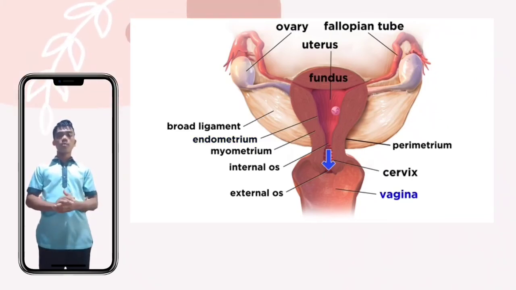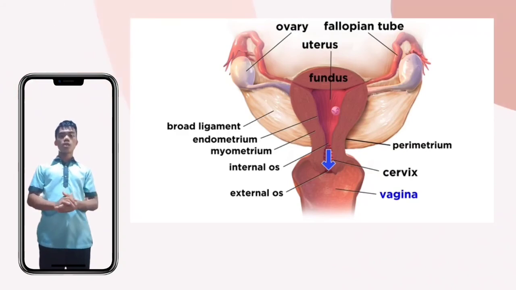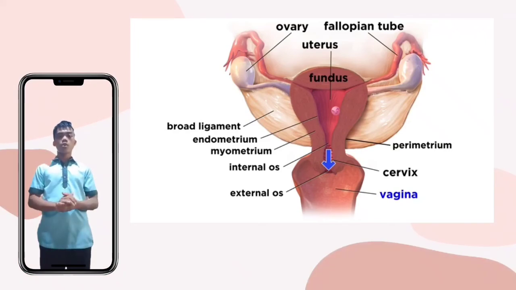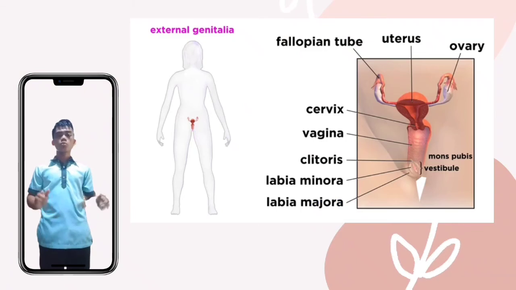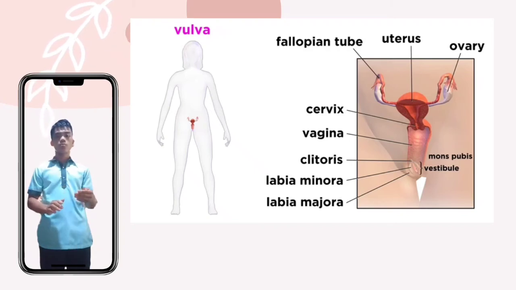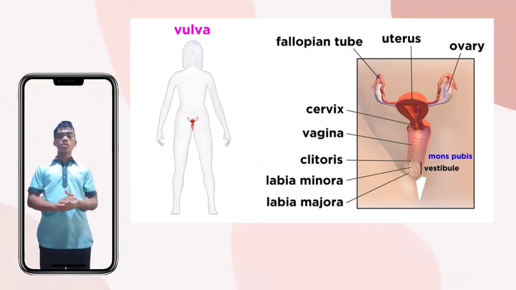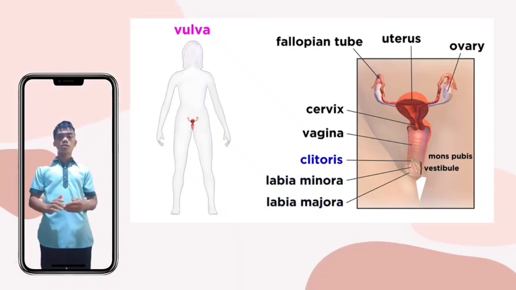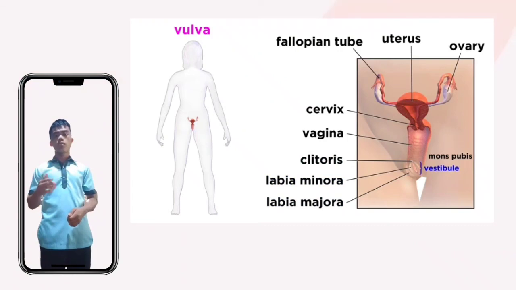or lumen, going through the cervical canal, which reaches the vagina, the copulatory organ for the female, which receives the penis during intercourse. Further out, we arrive at the external genitalia, collectively known as the vulva, which consists of the mons pubis, skin folds called labia majora and labia minora, the clitoris, and the vestibule.